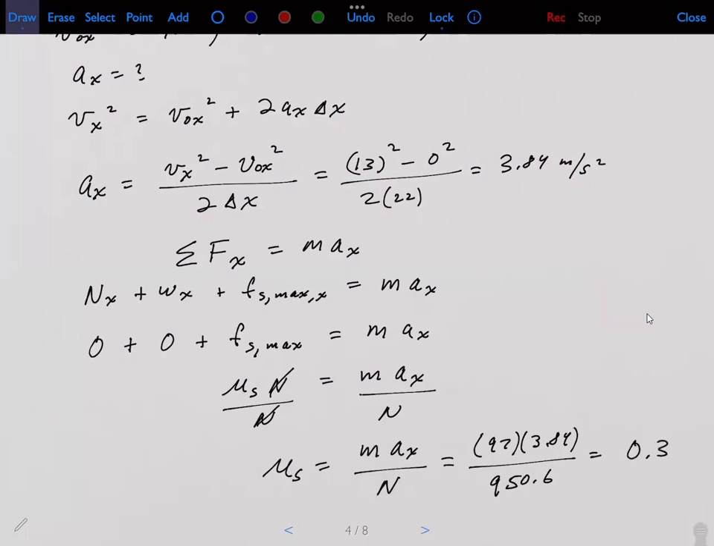And remember, the coefficients of static and kinetic friction are unitless, right? So that's the answer. So 0.39 is the mu s between the shoe and the ground when the shoe is on the verge of slipping, right? That's how we're able to find mu s. Okay, great. All right, next question.